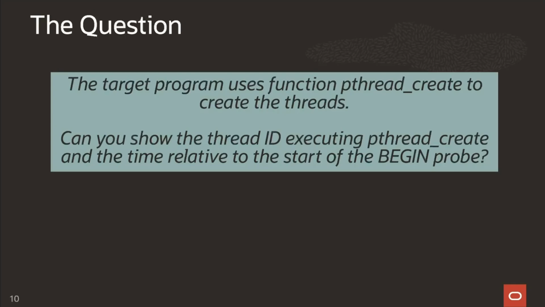Here's the question that we're going to try to answer using DTrace. We know the target program uses the function pthread_create to create the threads. Can you show the thread ID that executes pthread_create, and can you give us the time that's relative to the start of the BEGIN probe? Well, let's see how that works out.